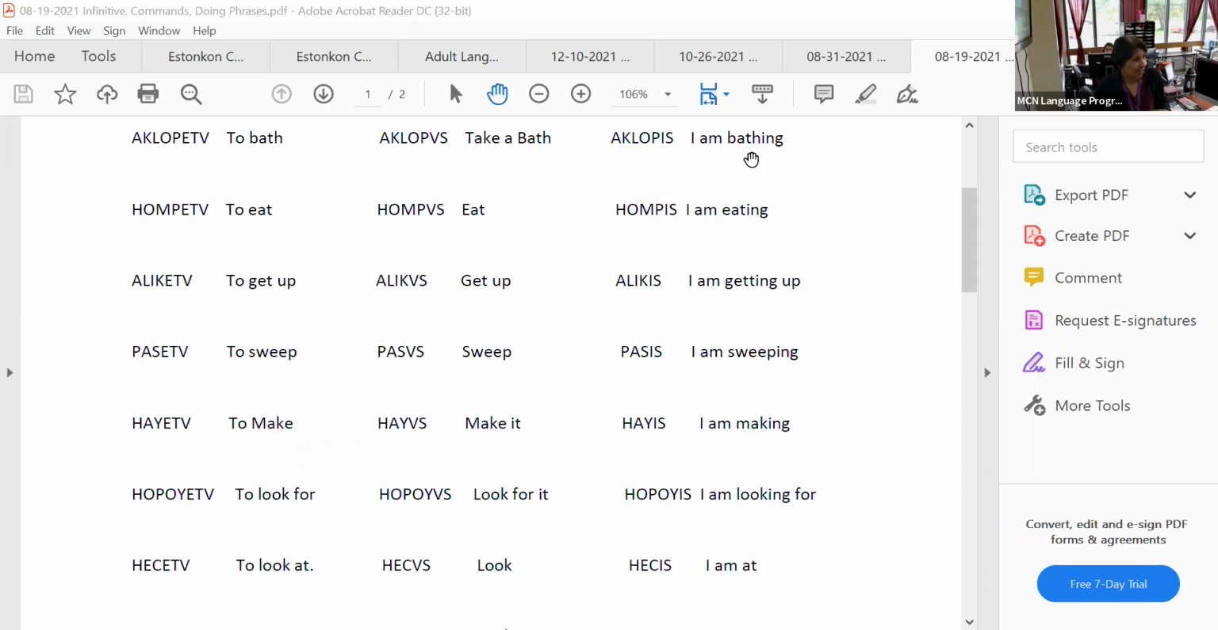And those will change. I'll try to get all these and put it together in a simpler way, like aglobas, I am bathing. Then I'll put past and future. Because this is present right here. You're doing something present. Past would be aglobayaks. Future is aglobathis. Okay? All right. We will get on this.